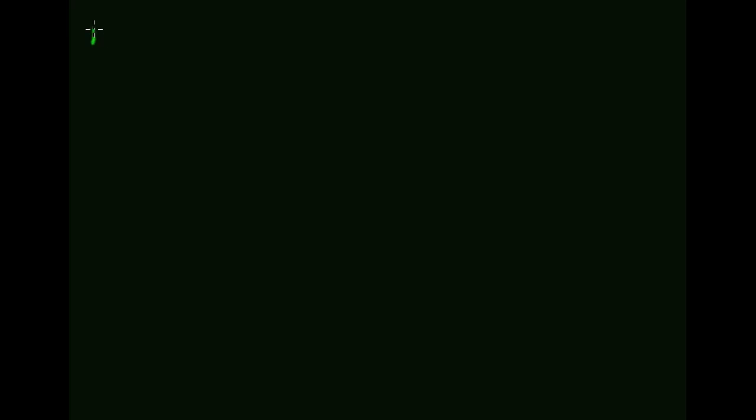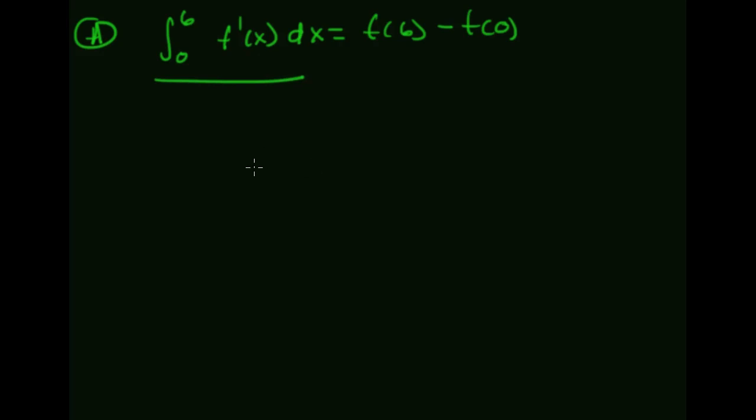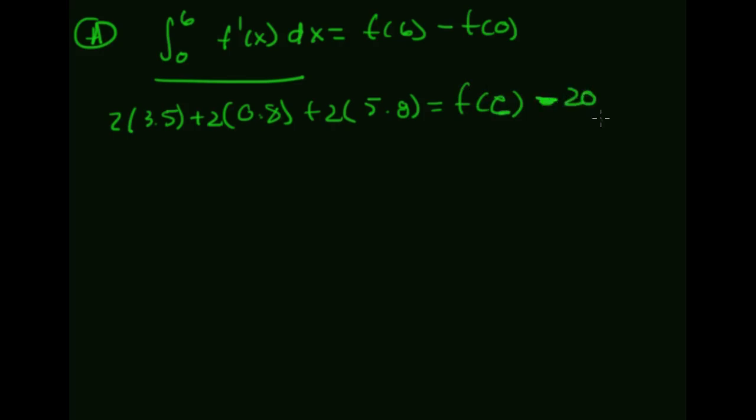Riemann sum, right? So for part A, we use the fact from the fundamental theorem of calculus that the integral from 0 to 6 of f prime of x dx is going to be the same as f of 6 minus f of 0. So this is the thing we're using the midpoint Riemann sum to deal with. Each of the intervals here has a width of 2. So this could look like 2 times, and the midpoint here is 3.5, plus 2 times, and the midpoint of the second one is 0.8, and 2 times the midpoint of the third one is 5.8. We don't know f of 6, but we do know f of 0 is 20, and that's minus.